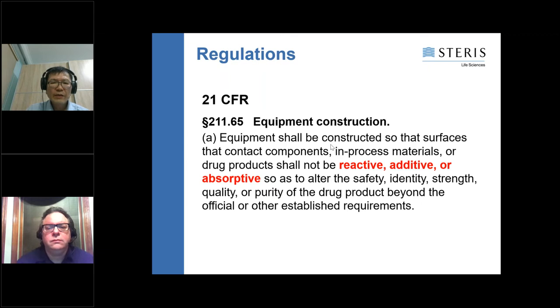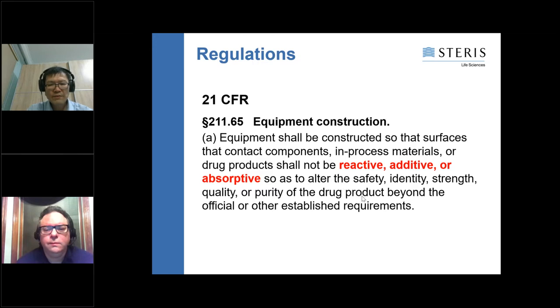So next, we look at the regulations. This is one of the regulations that is related to the rouge. If you look at 21 CFR Part 211.65, equipment construction, it says that equipment shall be constructed so that surfaces that contact components, in-process materials, or drug products shall not be reactive, additive, or absorptive.